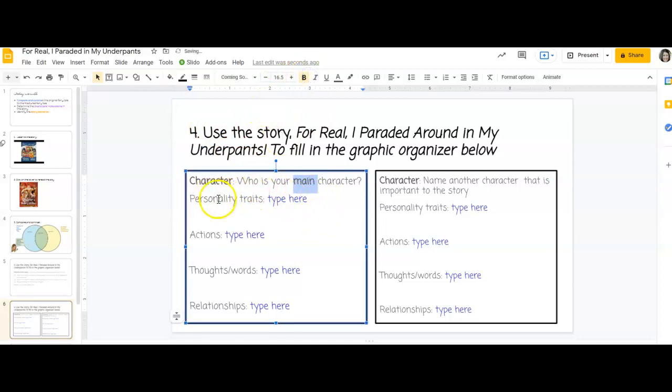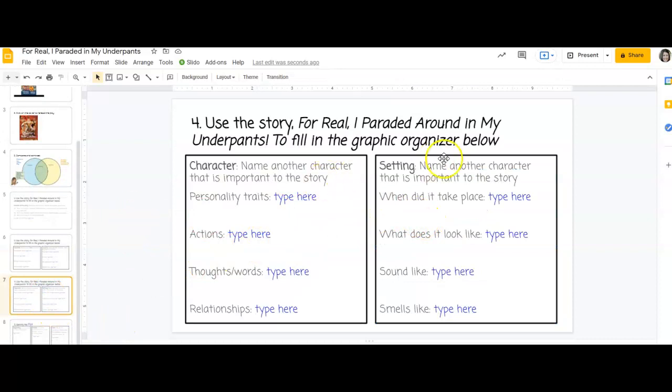Main character. What are their personality traits? Are they honest? Are they brave? Are they silly? Are they strong? Think about those types of things. Not what they look like, but how they behave. What are some of their actions that you read about in the story? Give me some examples of their thoughts or their words that they've said. And then the relationships they have with other people or other characters in the story. So you will do that for your main character, and then you will choose two other characters.